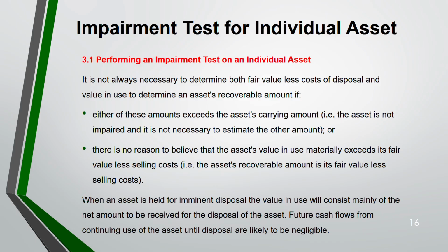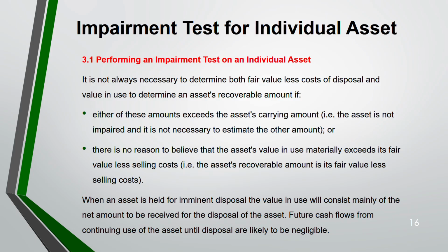When an asset is held for disposal, the value in use will consist mainly of the net amount to be received from the disposal of the asset. See, when you are holding an asset for selling, the value in use will only be one cash flow. That is the amount that you will receive when you sell that asset. Because then there is no use of finding the value in use. You can't find the present value of the future cash flow from keeping that asset, because you're going to sell it. Once that asset is sold, you're not going to get any future cash flow from it.